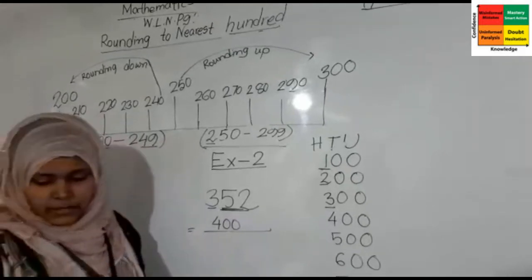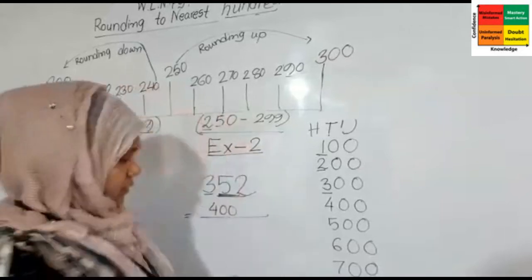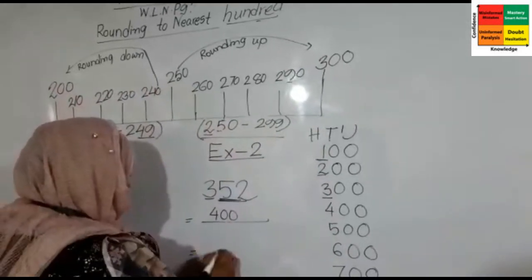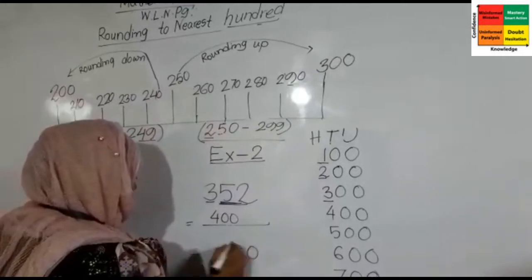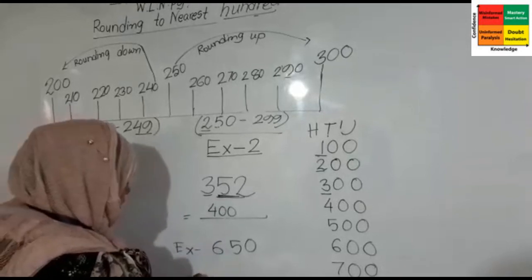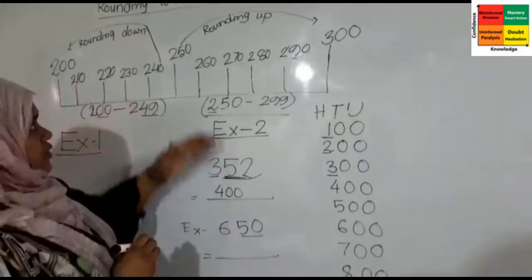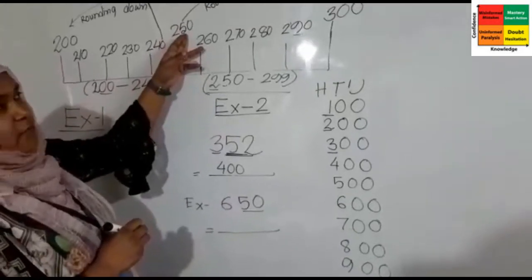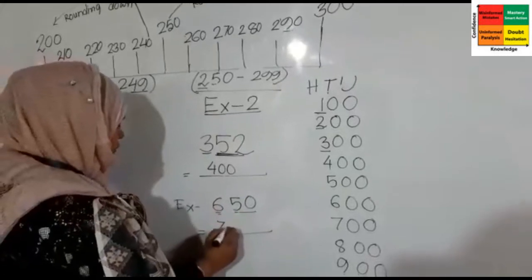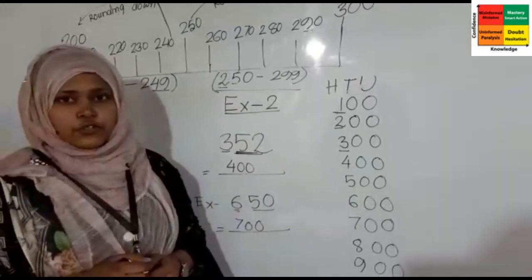Is it clear, everyone? I'm giving you another example from the book, that is 650. This 650, what about that? This 50, we already know it's 50. That means it will round up, and this 100 will change to 700. Is it clear? I hope it's clear to you all.